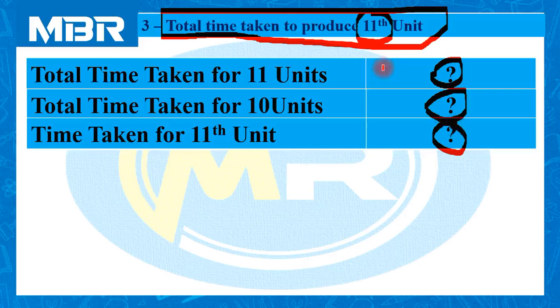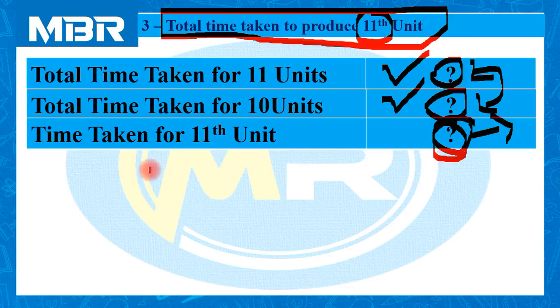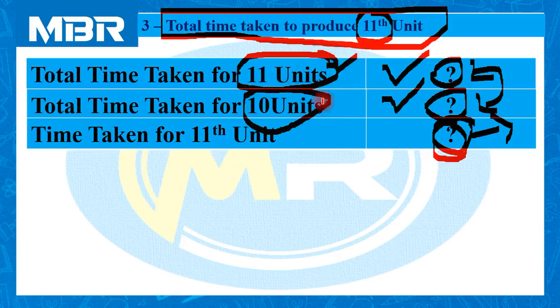So here we need to calculate first the total time taken for 11 units, then the total time taken for 10 units, and the difference of these two is referred to as the total time taken for the 11th unit. This is our final answer. Let us move towards the next part of the same calculation, because this calculation is divided into three parts. First we need to calculate the total time taken for 11 units, then the total time taken for 10 units, and on the basis of the previous two calculations we can calculate the time taken for the 11th unit.